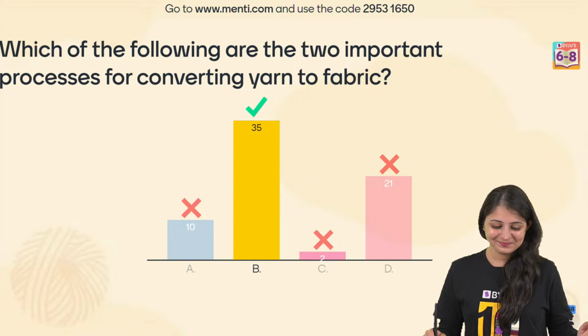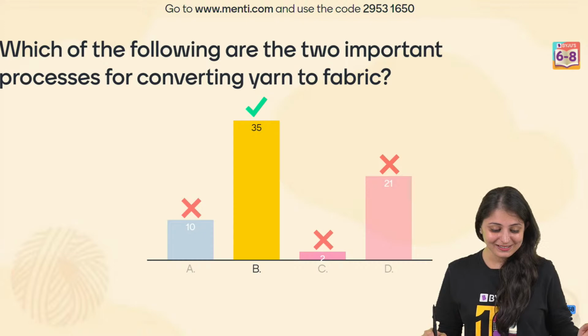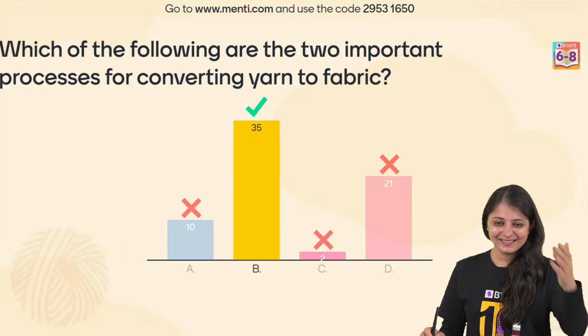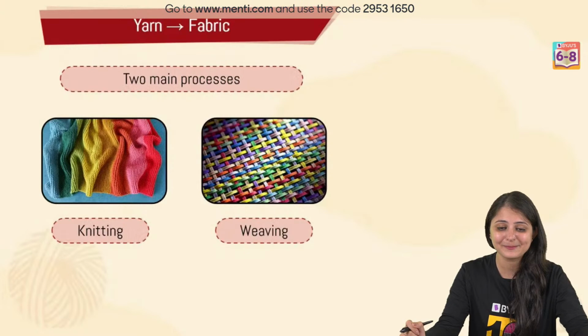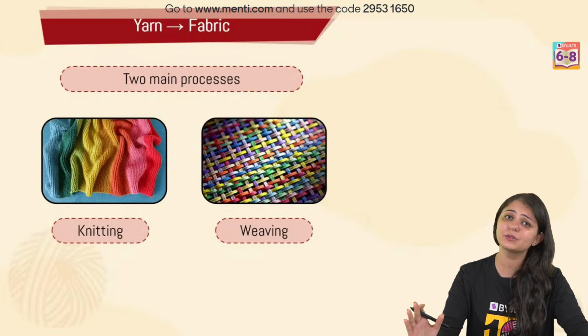A lot of you marked option B. But the correct answer was option D. Yarn to fabric. All right, the correct answer was knitting and weaving. Two main processes. Yeah, it's okay. But now you remember, right? Knitting mein single yarn use kar rahe hai, weaving mein two sets of yarns use kar rahe hai. Ultimately, this is how we convert yarn to fabric.